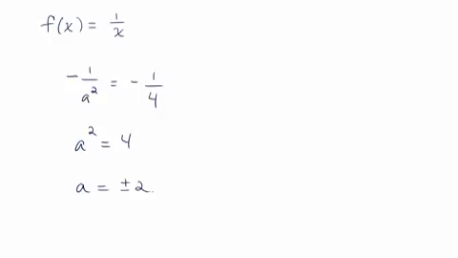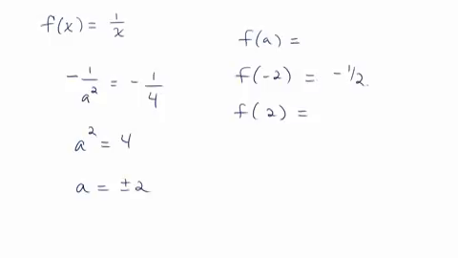So to find out the actual points, we will find both f of a, which in this case is f of negative 2, and also f of positive 2. F of negative 2 is negative 1/2. F of positive 2 is positive 1/2. So we have 2 points, negative 2 comma negative 1/2, and also the point 2 comma 1/2. At those points we have slopes of tangent lines being negative 1/4.